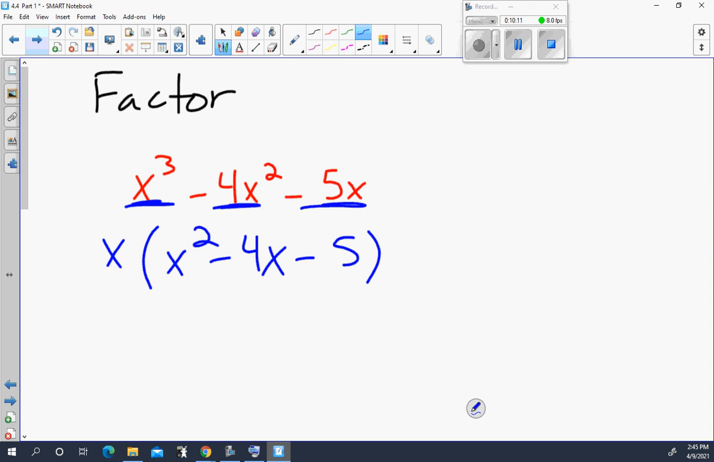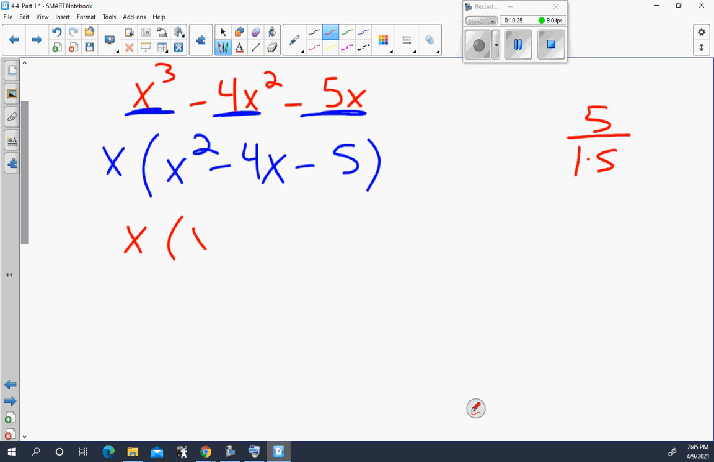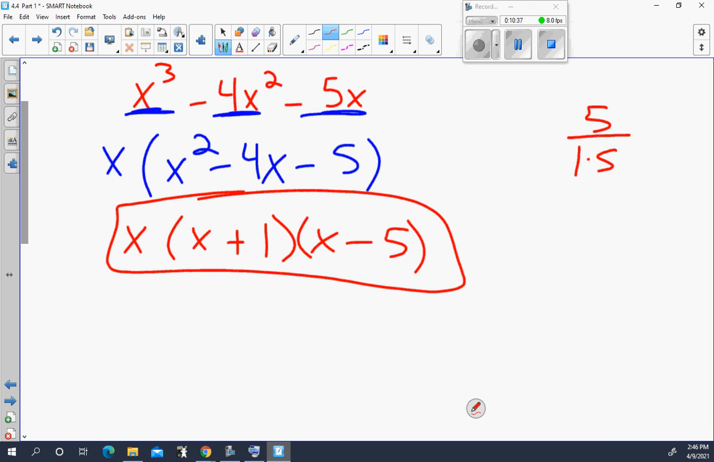Okay? We have x times that trinomial. We're going to find the factors of 5, which are just 1 and 5, which adds up to 4. So we have x times, and then we have x something. We have 1, we have 5. We have to get a negative 4, so that negative 5 plus 1, there's our final answer. Done.